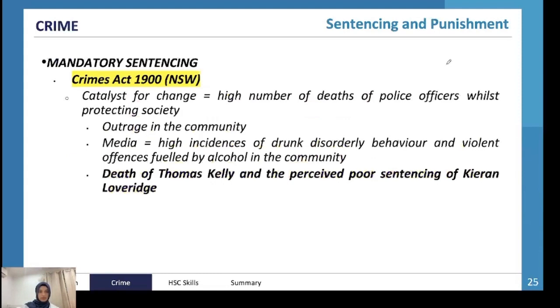Now, mandatory sentencing, sorry. This is under the most cited legislation for crime, which is the Crimes Act 1900. It was a catalyst for change, and a high number of deaths of police officers whilst protecting society led to one of these concepts. So outrage in the community was basically present. Media noted a high incidence of drunk, disorderly behavior and violent offences fueled by alcohol in the community. An example of that was the death of Thomas Kelly and the perceived poor sentencing of Loveridge, two cases which, again, are quite commonly cited by legal studies students for this specific topic.